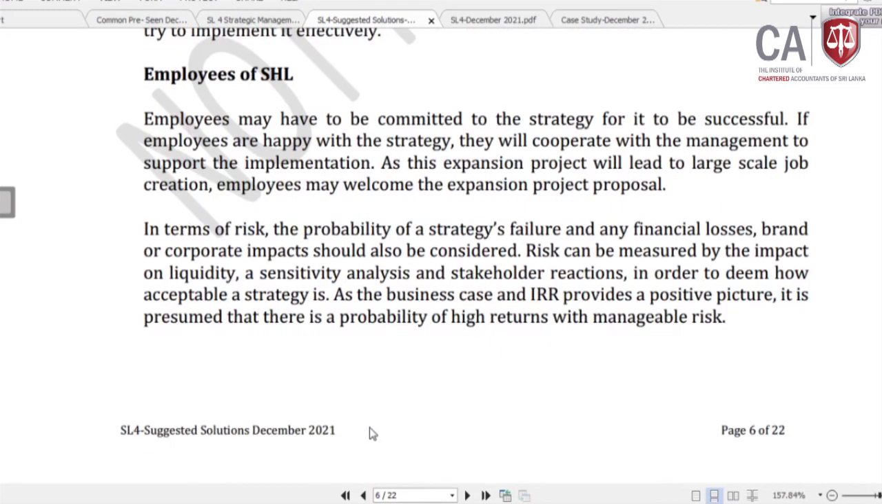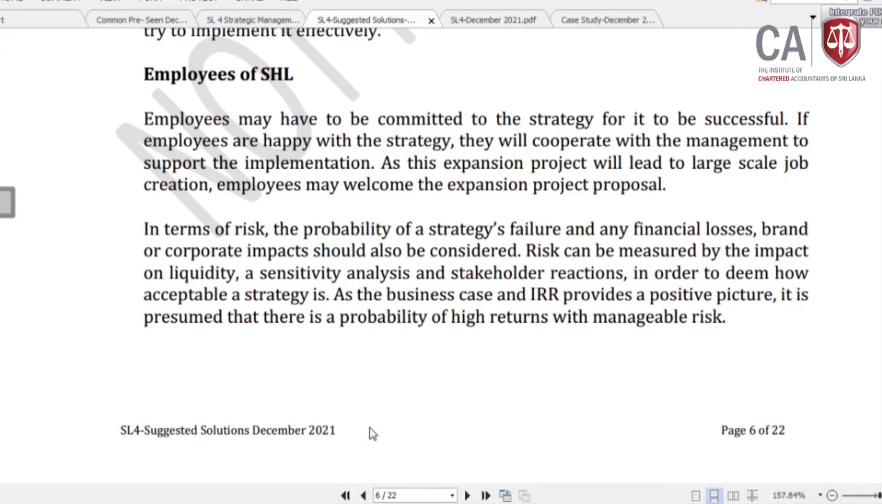Employees of SHL: employees may have to be committed for the strategy to be successful. If employees are happy with the strategy, they will cooperate with the management to support the implementation. As this expansion project will lead to large-scale job creation, employees may welcome the expansion proposal. Yes, nothing bad happens to them. They will not lose jobs and new opportunities will be created, right. For example, someone from Ratnapura now in a boarding house in Colombo, if the new one is established, can go back to Ratnapura and will be very happy about that.